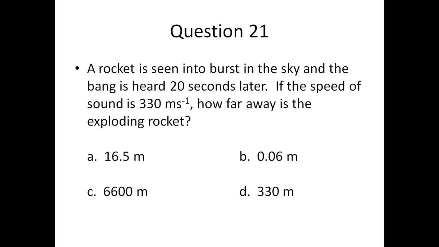Question 21. A rocket is seen to burst into the sky and the bang is heard 20 seconds later. If the speed of sound is 330 meters per second, how far away is the exploding rocket? A, 16.5 meters, B, 0.06 meters, C, 6,600 meters, D, 330 meters.